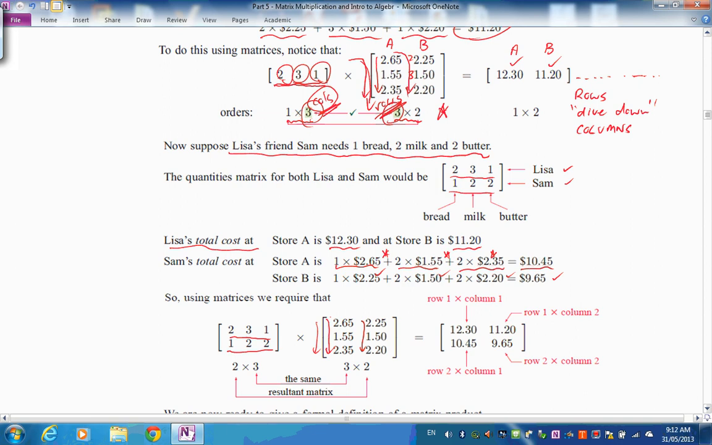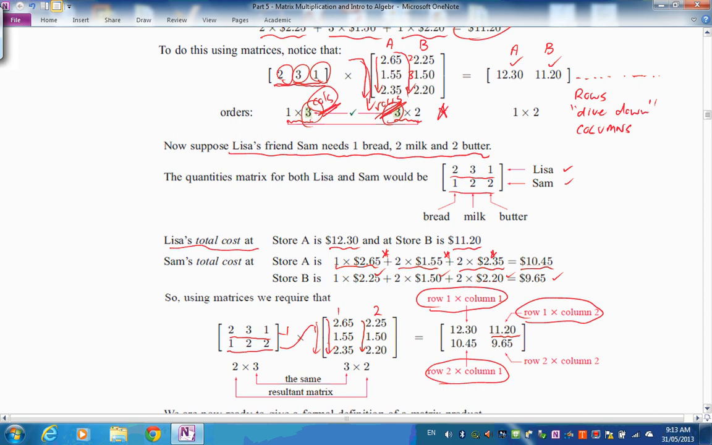Lisa will dive down here first, so row 1 and column 1 will give us a row 1, column 1 entry. Remember the uniqueness, we have to track through who's doing what here. This top entry is Lisa's cost in store A, and now if we do Lisa again, row 1 going down column 2, that's Lisa's cost in store B from before. And now when we take Sam down this row, this is row 2 and column 1. That is Sam's cost at store A.